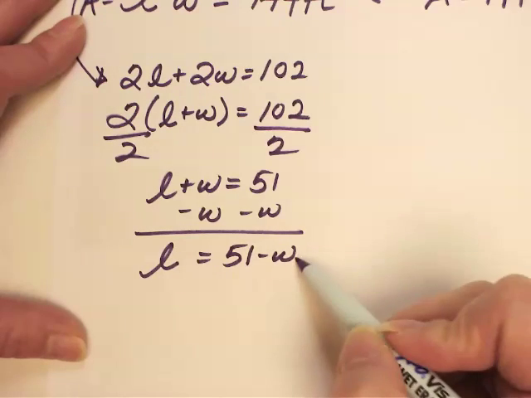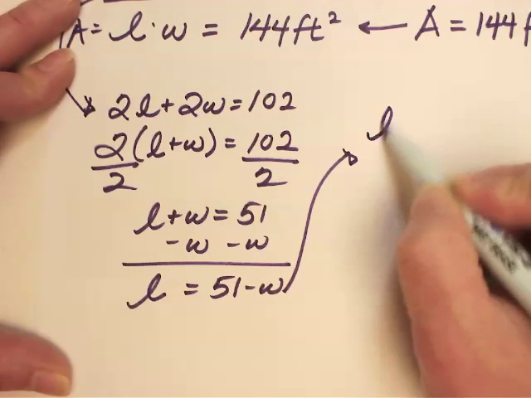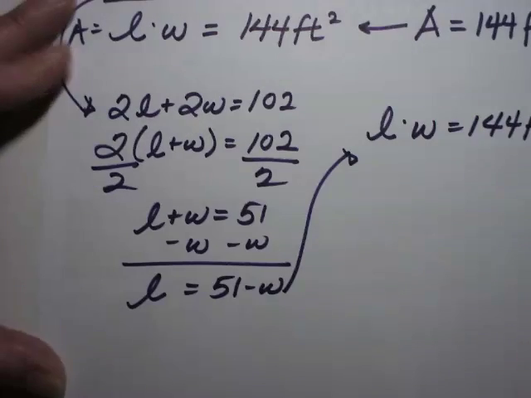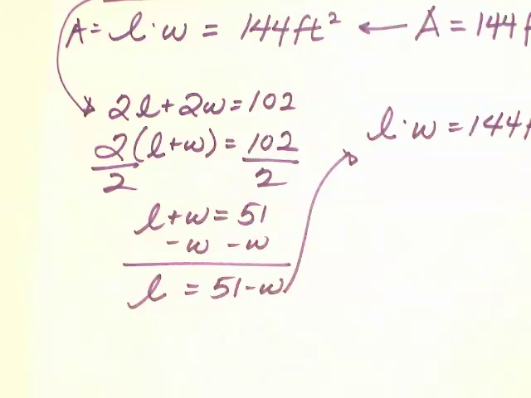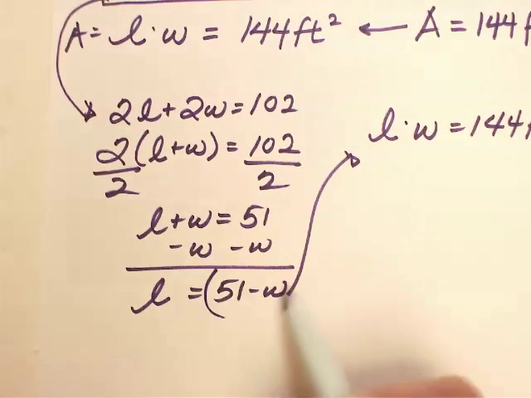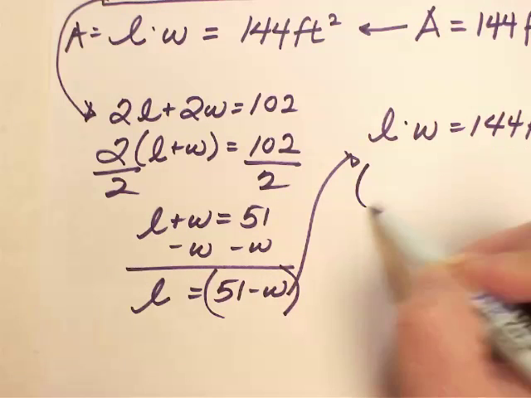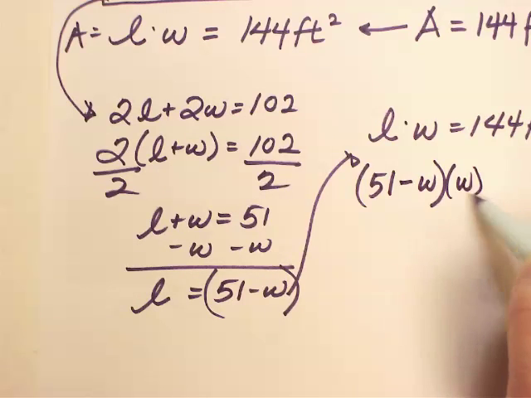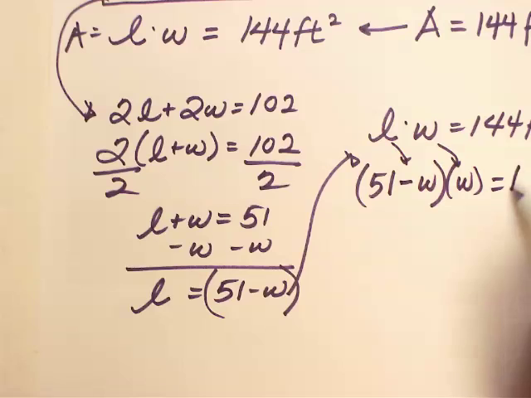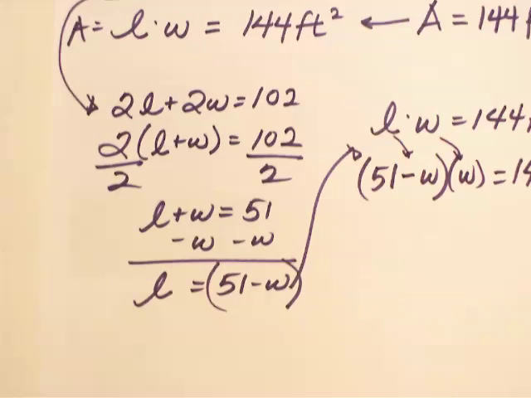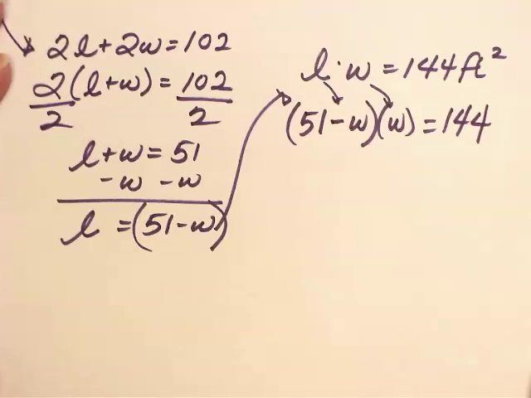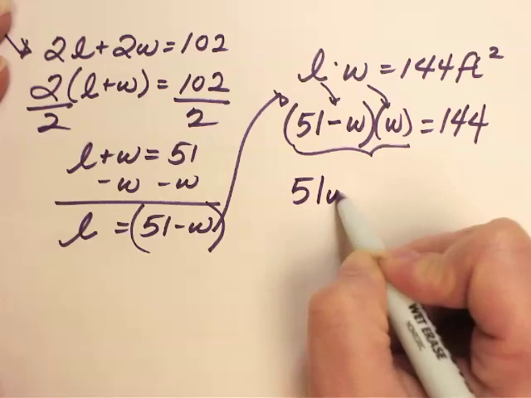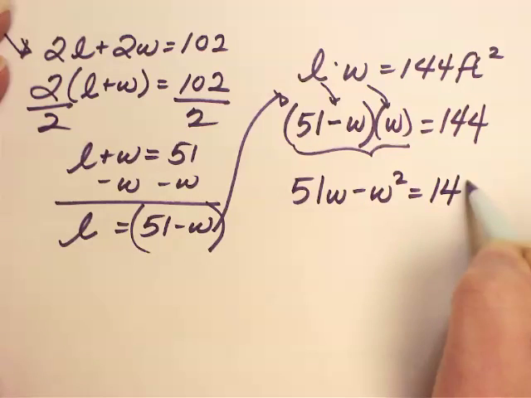Now I'm going to take this and replace it into my other equation. My other equation was length times width is 144 feet squared. So I'm going to solve now, replacing my L with 51 minus W, and then multiply it by the W, which equals 144. Now, from the previous problem, we know that in order to solve this, we need to simplify this first. So 51W minus W squared equals 144.